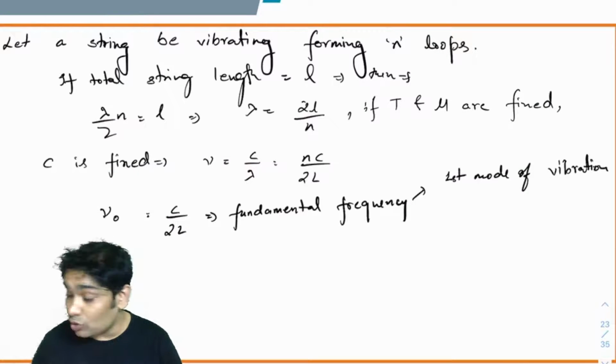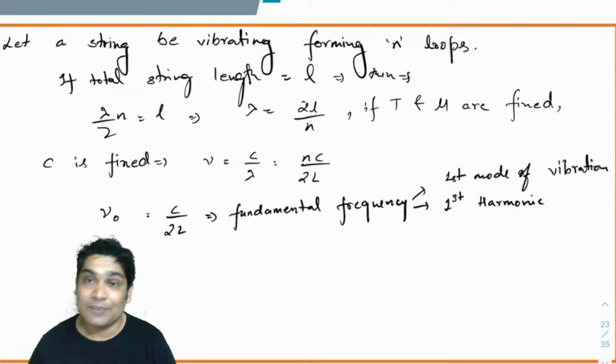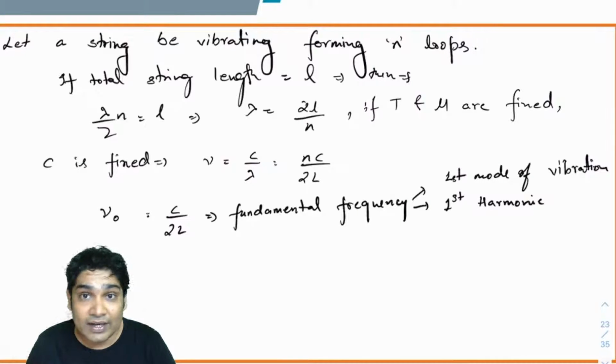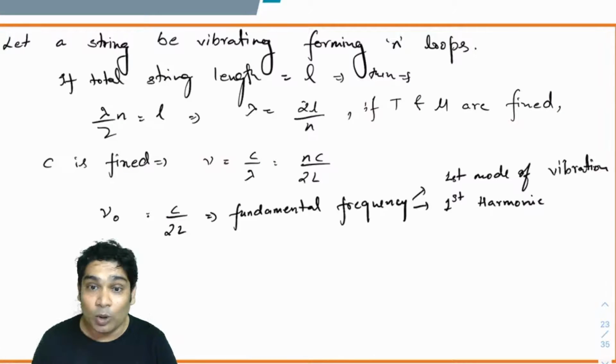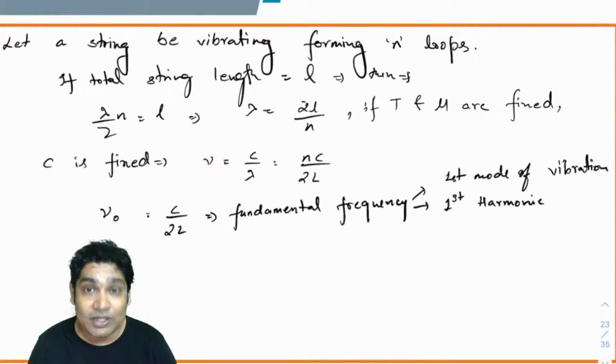Alright, now this is also called the first harmonic. So these are the names that we use for this. When the string is vibrating in this mode, where it is vibrating with the minimum possible frequency, you call that the fundamental frequency, you call this mode of vibration the first mode of vibration, and you call this the first harmonic.